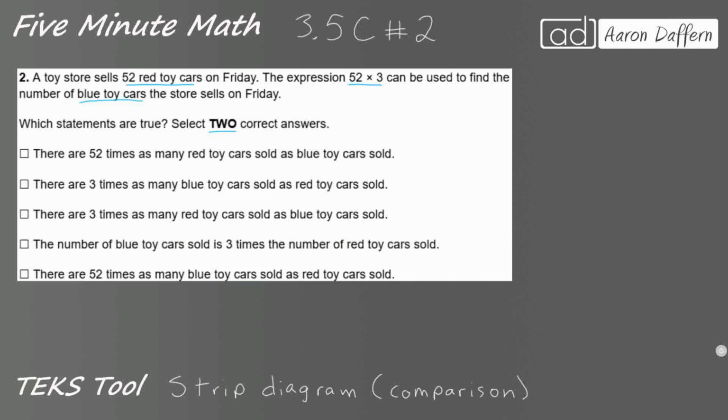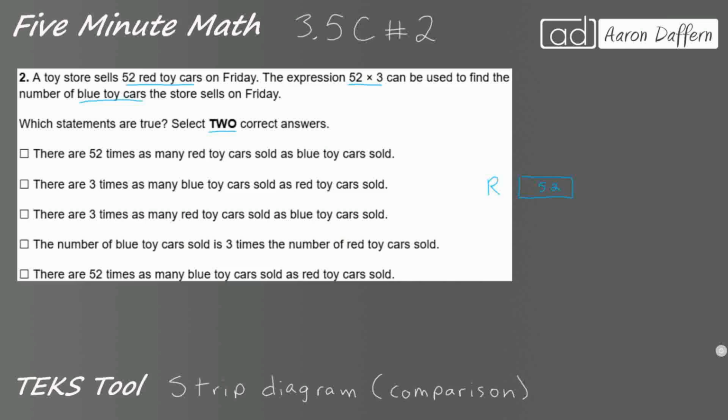So let's see if we've got a strip diagram that we can draw. Let's start with the one number that is solid, 52 red toy cars. So I'm going to put an R right here. I'm just going to draw one box, and that box is going to be kind of like my unit. And there's going to be 52 red toy cars in there.